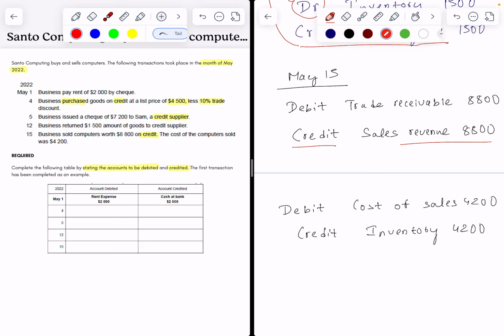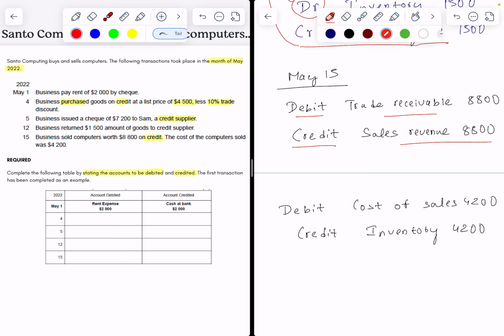And because we had sold these goods on credit, we have an asset coming into effect, which is the current asset account for trade receivable, obviously because these guys now owe us money because of the credit sale that we have done with them, all right? So when assets increase, we debit them. So we debit the trade receivable account, all right, by $8,800, which means assets are increasing and revenues are increasing. Now let's read the second sentence in that transaction. The cost of the computers sold was $4,200.